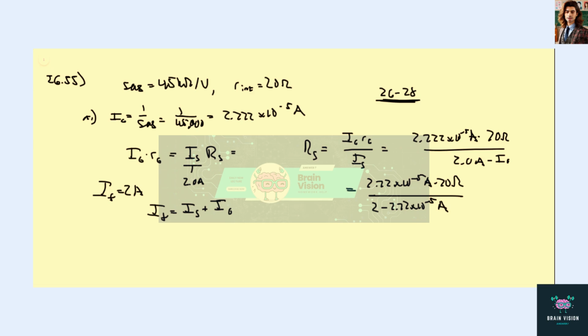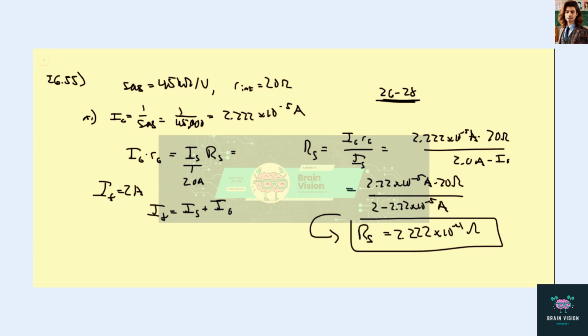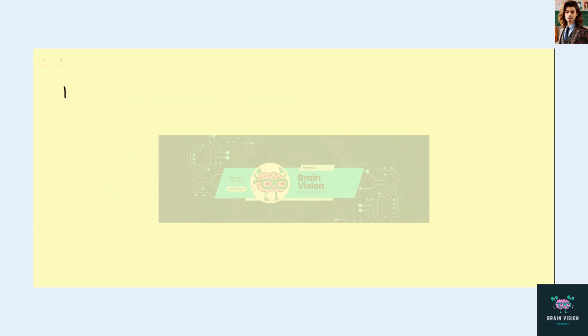Okay, so now this is what we want, and if we plug that in, we see the resistance of the shunt must be 2.222 times 10 to the negative 4 ohms. Awesome. So we place a resistor with this resistance in parallel to our galvanometer to turn it into an ammeter. Simple as that. Let's move on to part B here.